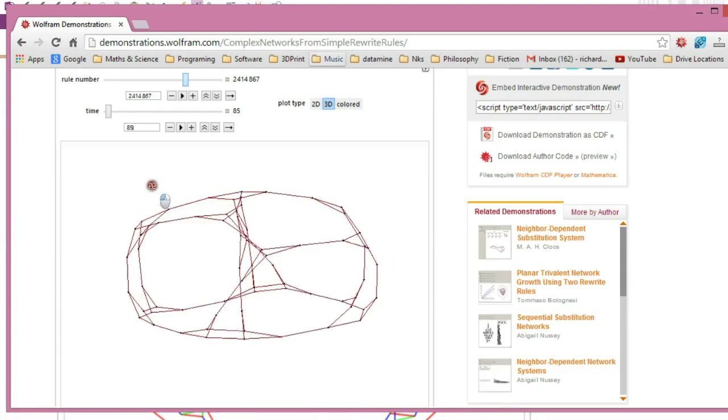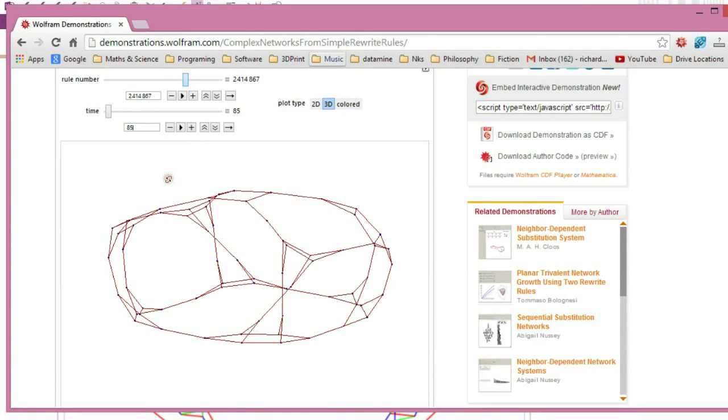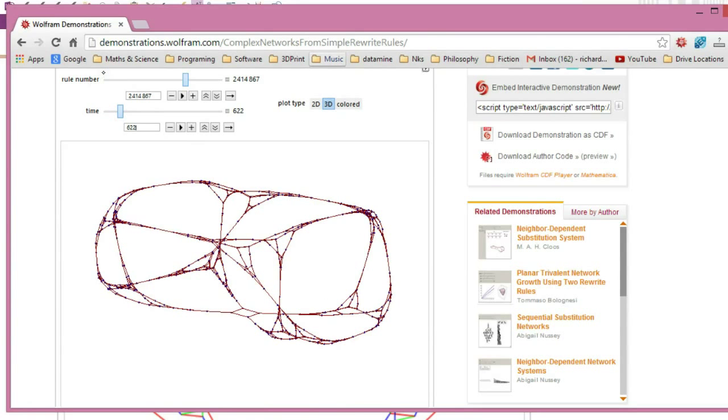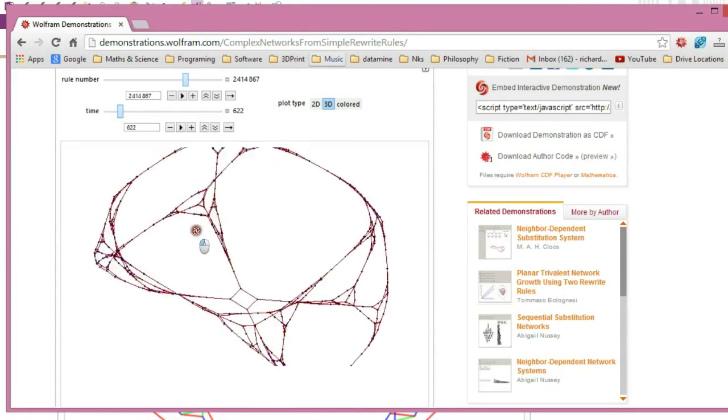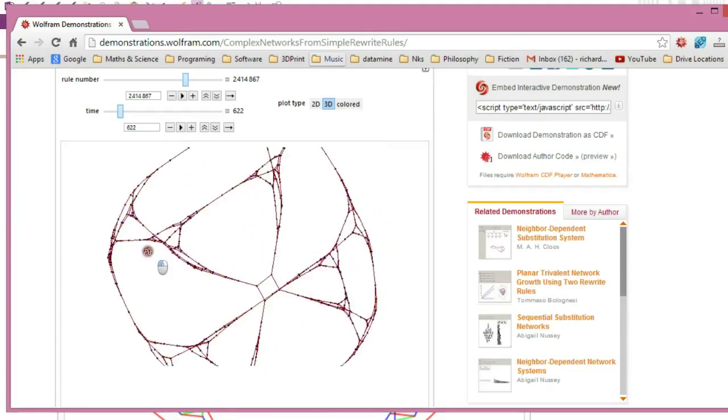Well, for one thing, does it get more complicated? Well, let's have a look at what the system looks like. This is on time step 85. So this is on time step 632, and it's not really looking that much more complicated.